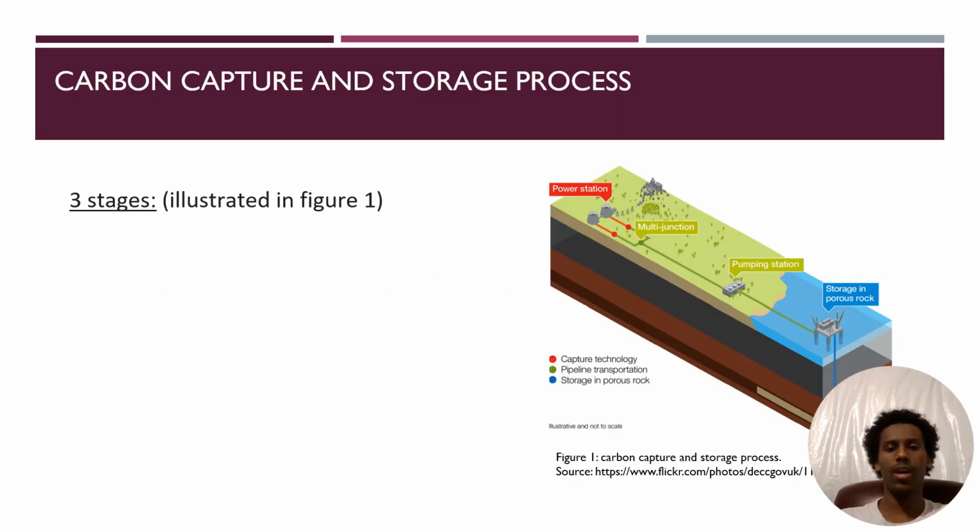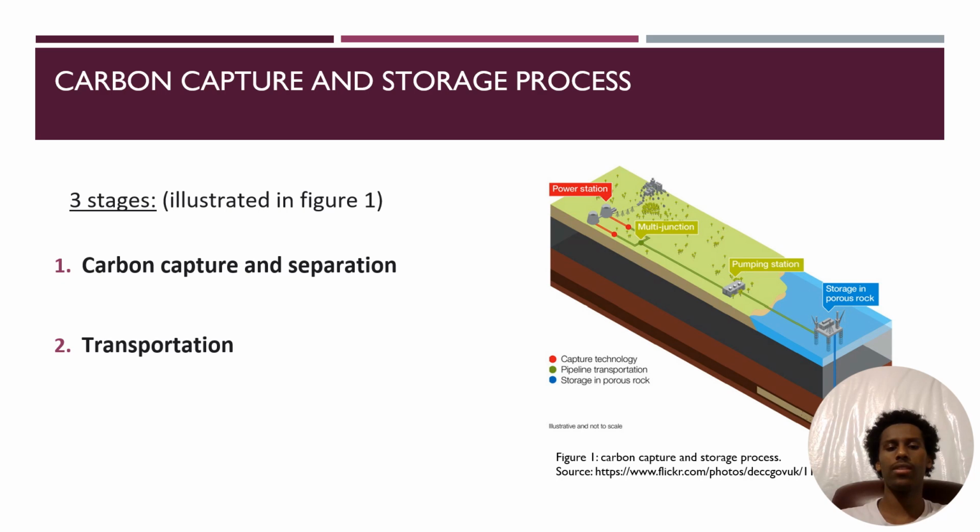There are three stages in the carbon capture and storage process, as illustrated in Figure 1. Firstly, we have carbon capture and separation, then transportation, and finally, storage.